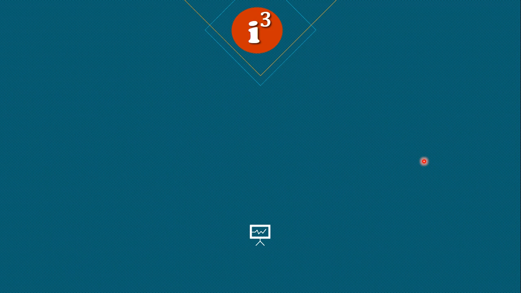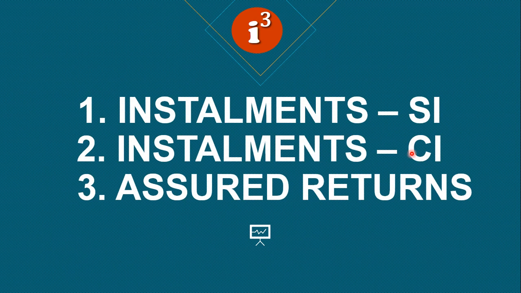In this, we'll be learning about installments under simple interest, installments under compound interest, and assured returns. So it is very important that you are thorough with simple interest and compound interest. If you're not thorough, the link is there in the description for both the concepts. Please go and visit them, watch them, understand and come back. So if you are thorough with these topics, let's continue.